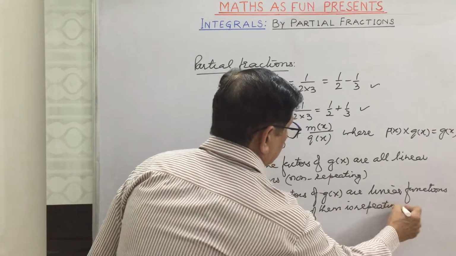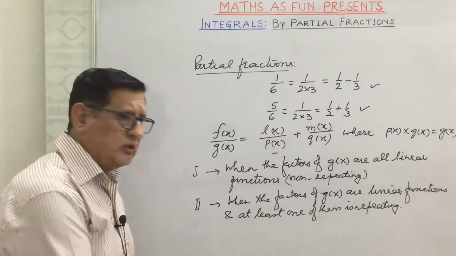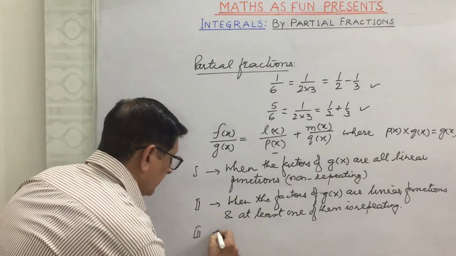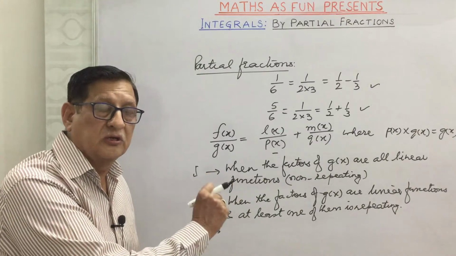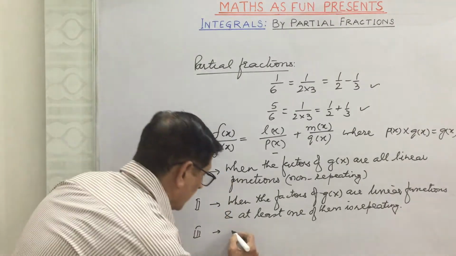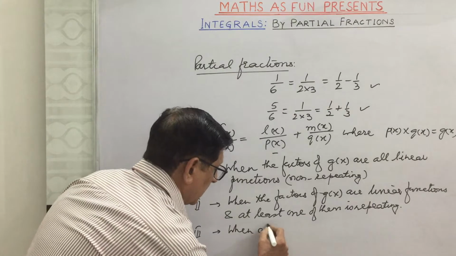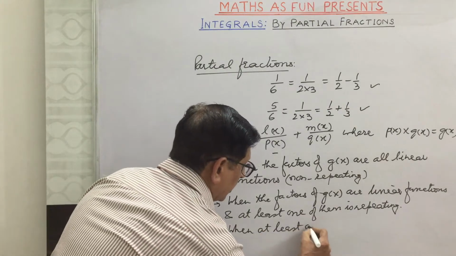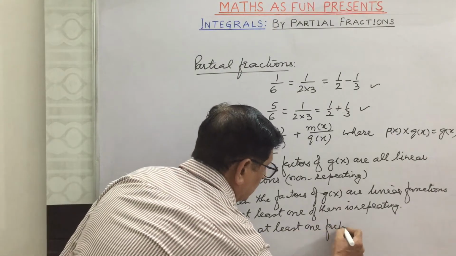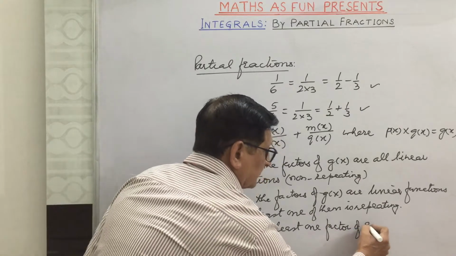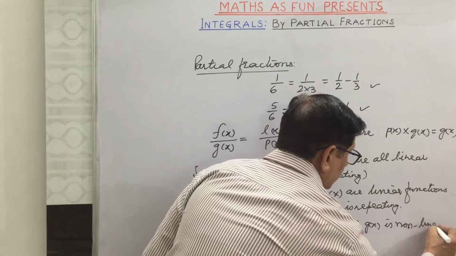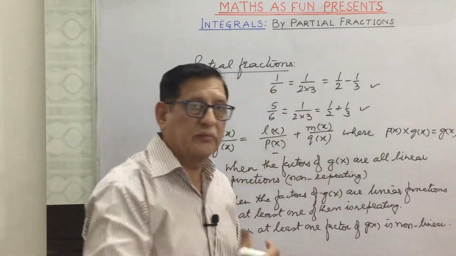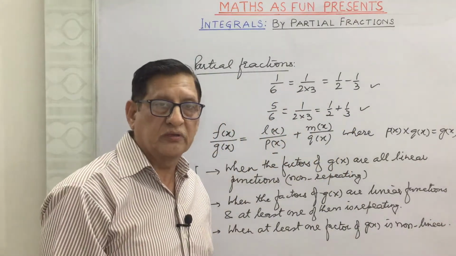Third type we have when at least one of the factors of g(x) is non-linear. It means it may be quadratic or it may be cubic.